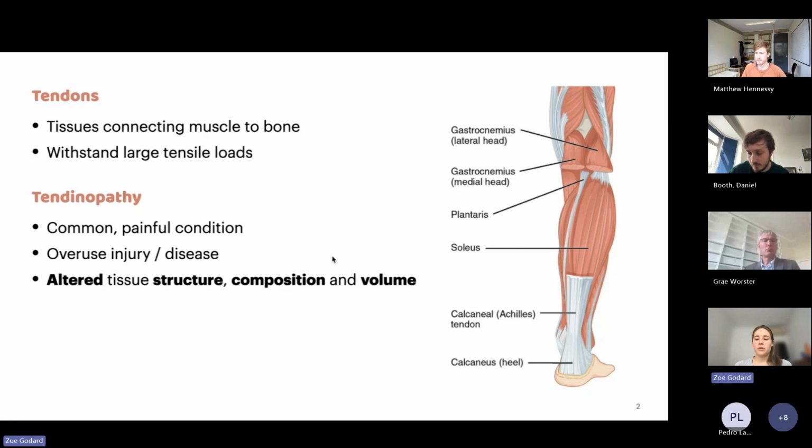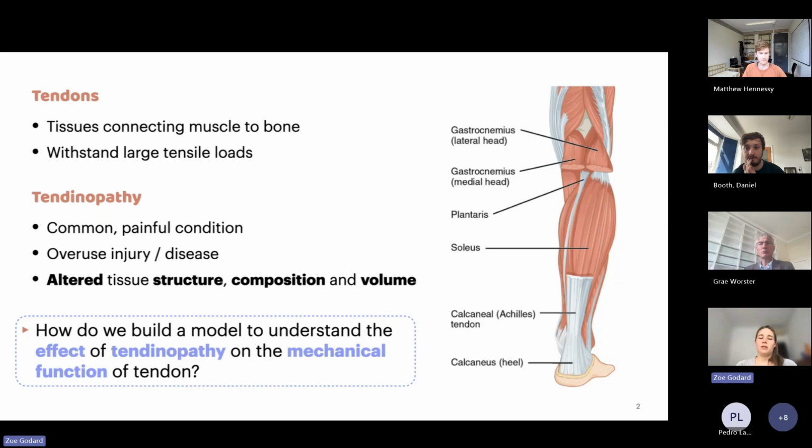And from various experiments and imaging of the diseased tendon, we know that it exhibits a different tissue structure, an altered composition and volume. But there's a lot that we still don't understand about how these changes come about and how it really affects the mechanical function of the tendon. So the broad aim of my thesis is to build a model to understand the effect of tendinopathy on the mechanical function of the tendon.